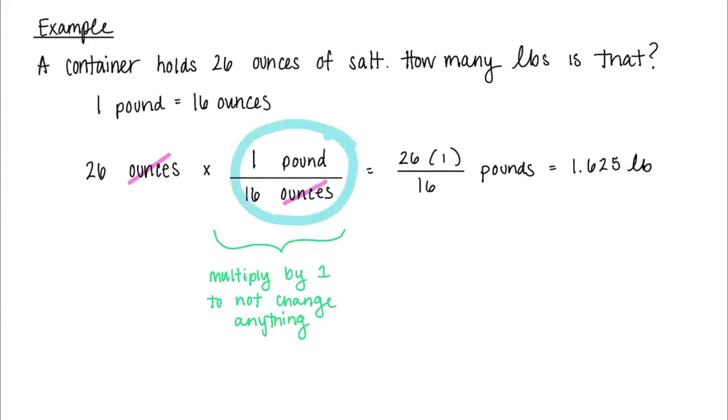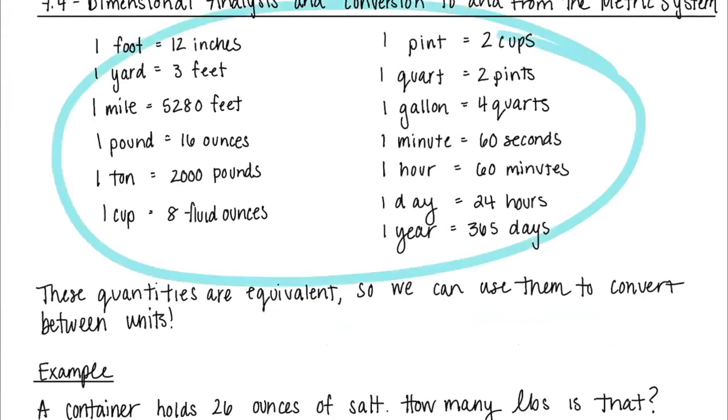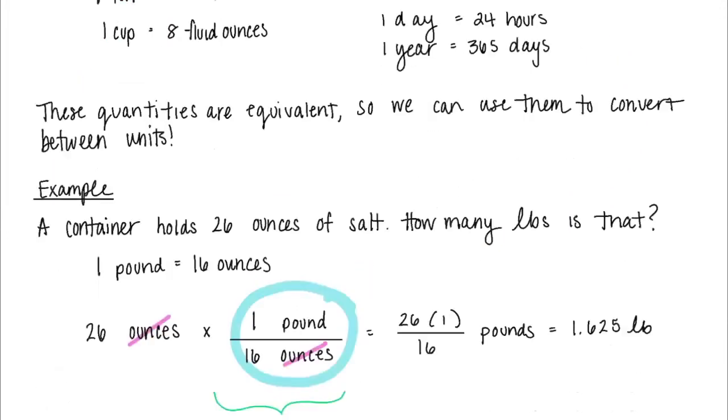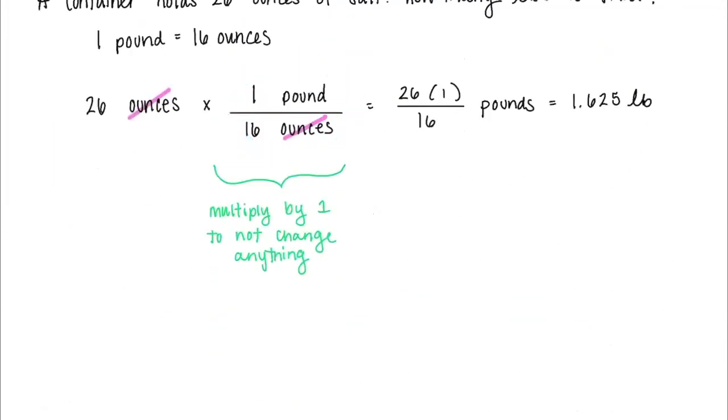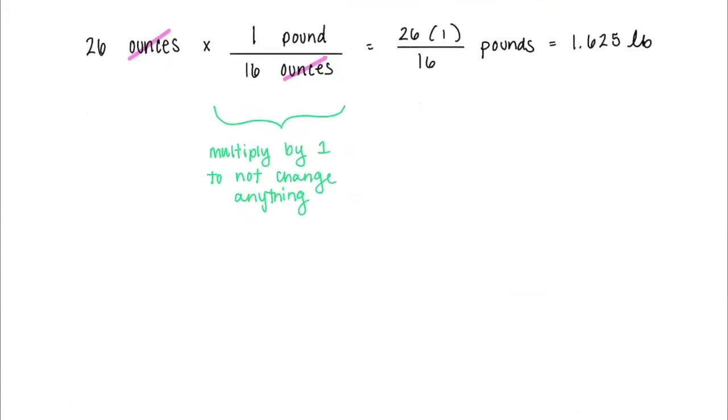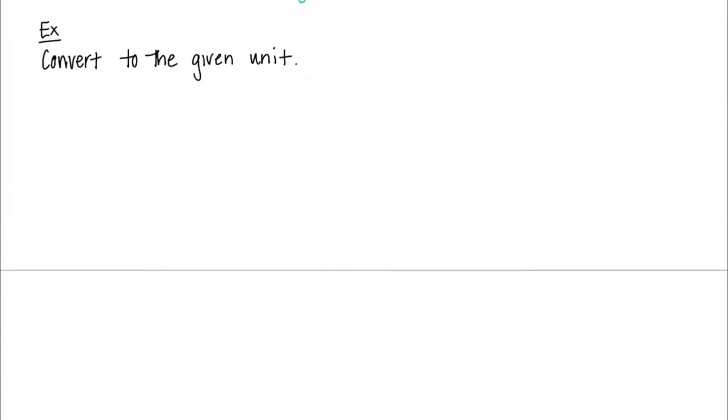Okay? So this is essentially going to be your goal. You want to multiply by a quantity from one of these conversions so that you don't change the amount of thing there is, you just change the units. Okay? So I just have a ton of examples. Convert to the given unit. If you know a different way to do conversions, absolutely feel free to go about that.